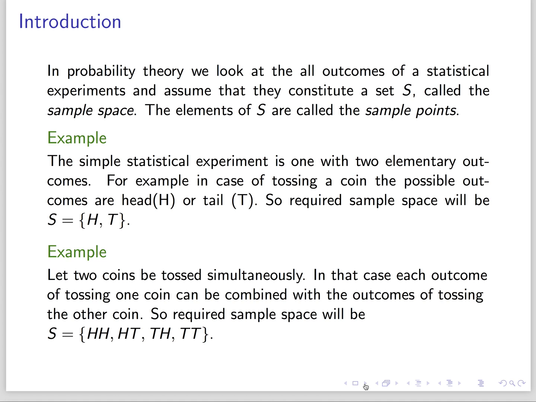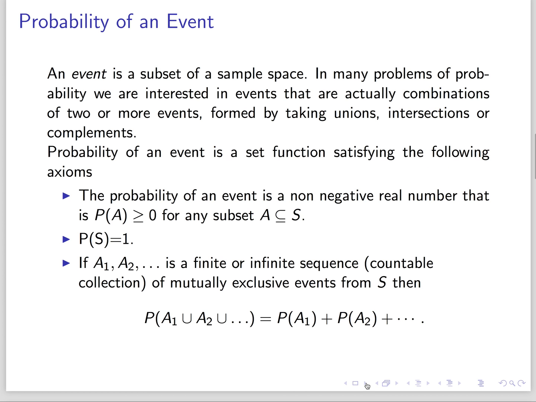Similarly, if two coins are tossed simultaneously, each outcome of tossing one coin can be combined with the outcomes of tossing the other coin. So the required sample space will be head head, head tail, tail head, and tail tail. An event is a subset of a sample space. In many problems of probability, we are interested in events that are actually combinations of two or more events formed by taking unions, intersections, or complements.